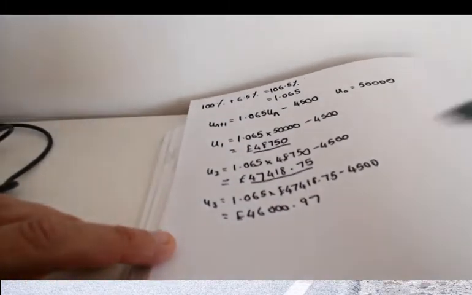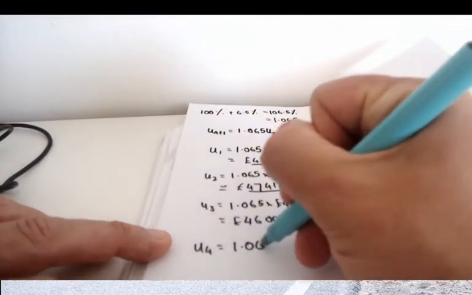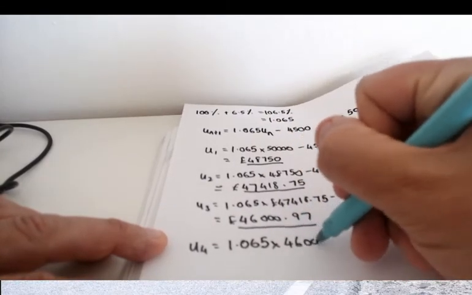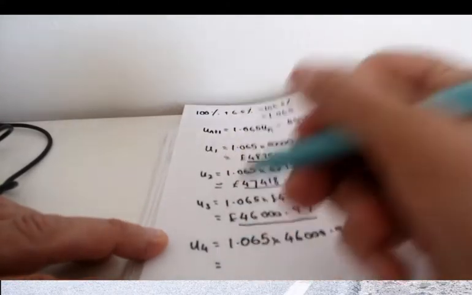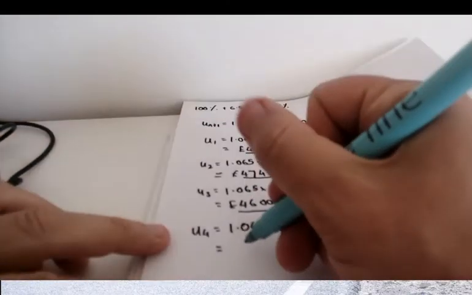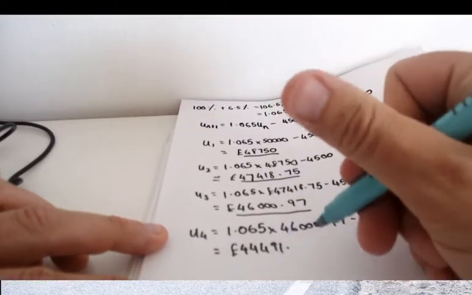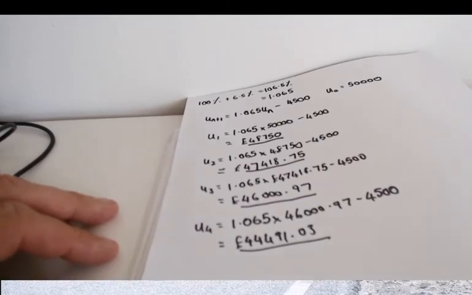Well, I just need to keep this going. U4 is going to equal, my recurrence relation is 1.065 multiplied by my last answer, take away £4,500. That gives me £44,491 and 3 pence. Always, to get the next answer, use your last answer.